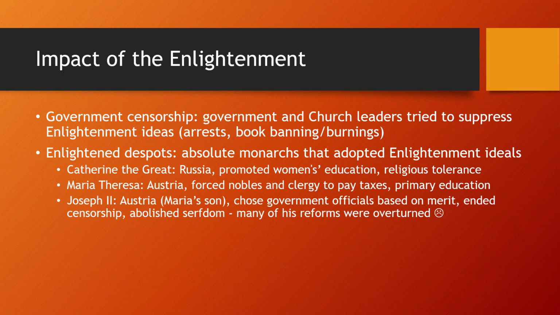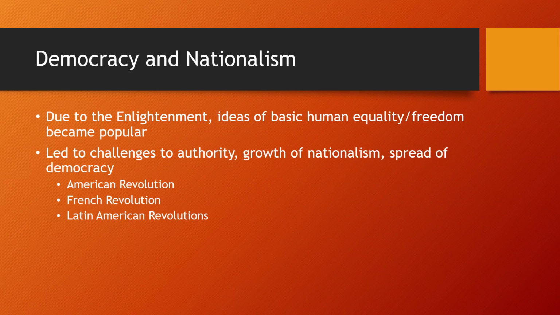Maria Theresa's son, Joseph II of Austria, continued with his mother's enlightened despot ideals, and he chose government officials based on merit rather than which family they were born into and whether or not they were loyal to him. He ended censorship in the media and abolished serfdom, that servitude system. However, sadly, many of his reforms were overturned after he left power, so kind of successful, but not quite.